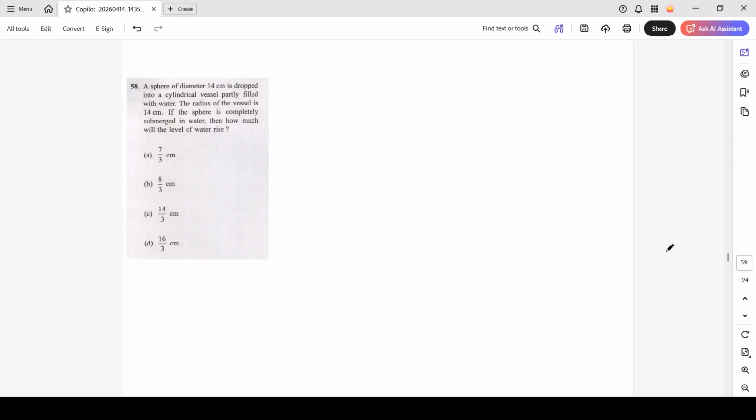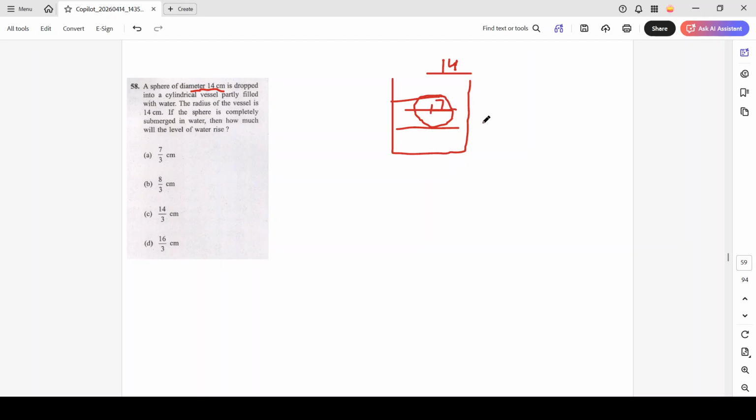Now move on to the next question, 58. A sphere of some diameter is dropped into a cylindrical vessel partly filled with water. There is some cylindrical vessel that is partly filled with water. The radius of the vessel is 14 centimeter. That is given. And in it there is a dropped sphere of diameter 14 centimeter, that means a radius of 7 centimeter. Suppose this is a sphere, that means the radius of this sphere is 7 centimeter.